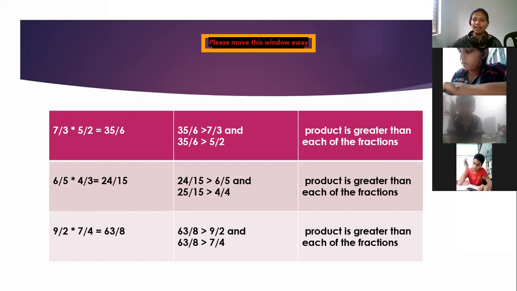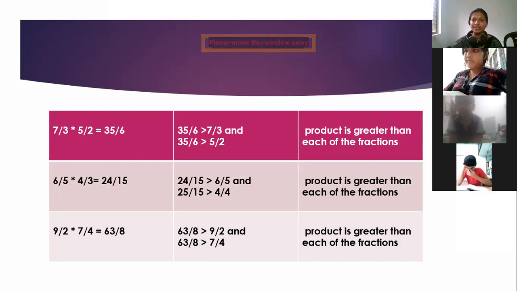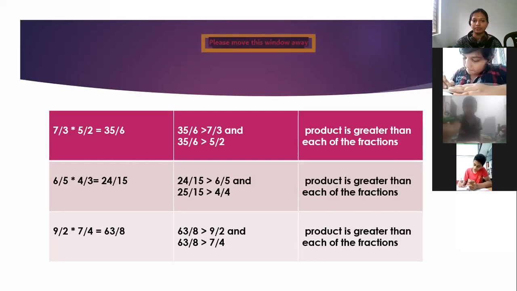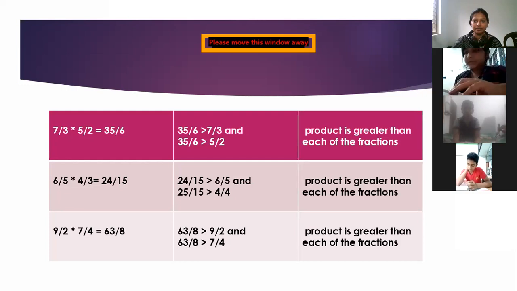Can you say the approximate value of 7 by 3? You can just calculate in your notebook or rough book. We know that 2 into 3 is 6, and it's around 2 point something. 2.33 etc. That should be the value of 7 by 3.